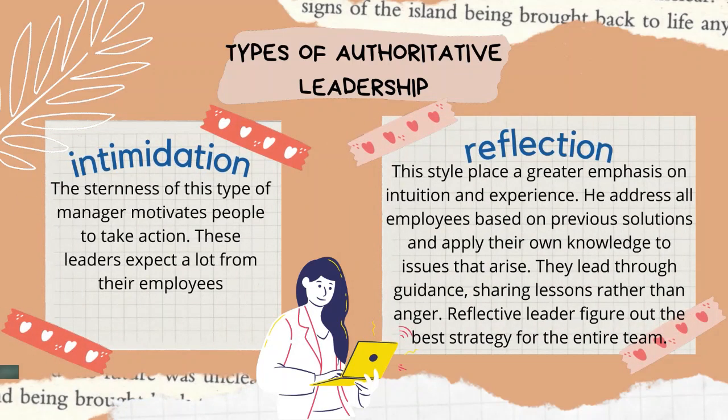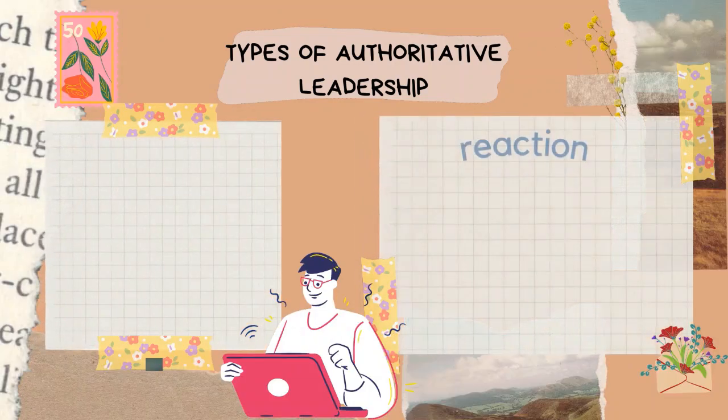Types of authoritative leadership. Firstly, intimidation. The sternness of this type of manager motivates people to take action. These leaders expect a lot from their employees. Secondly, reflection. This style places a greater emphasis on intuition and experience. He addresses all employees based on previous solutions, and they lead through guidance, sharing lessons rather than anger.